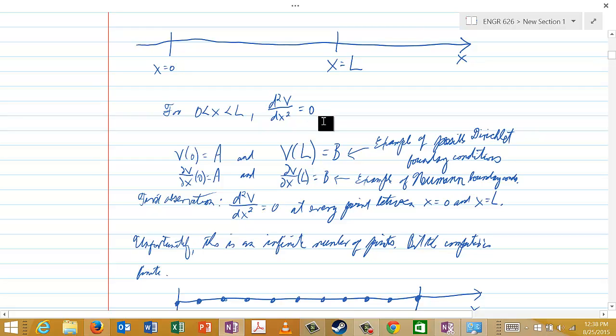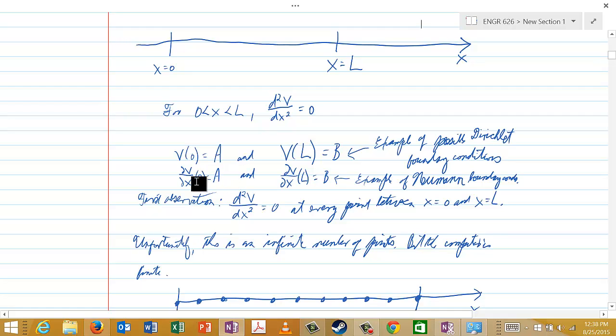Now, we can have different kinds of boundary conditions. One example of the kinds of boundary conditions we could have is v of 0 is equal to a and v of L is equal to b. When you have a boundary condition that involves knowing the value of v on the boundary, that's called a Dirichlet boundary condition.